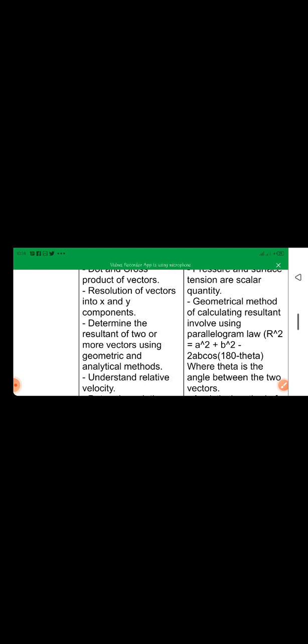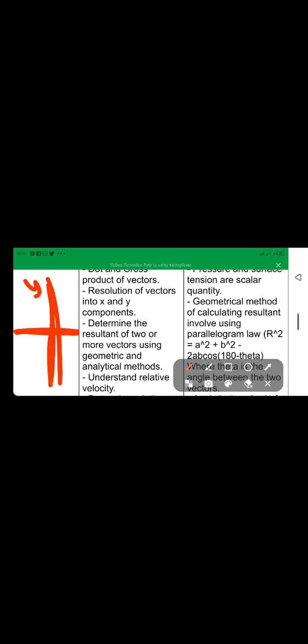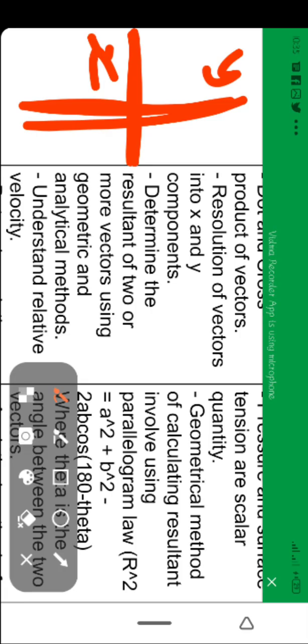Now, your x is on the horizontal plane. Something like this. Your x on the horizontal, while your y is the vertical plane.